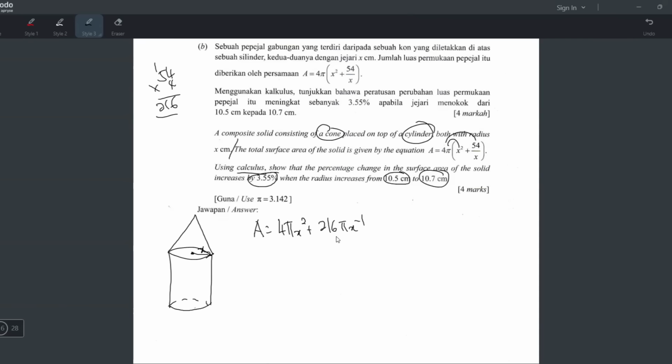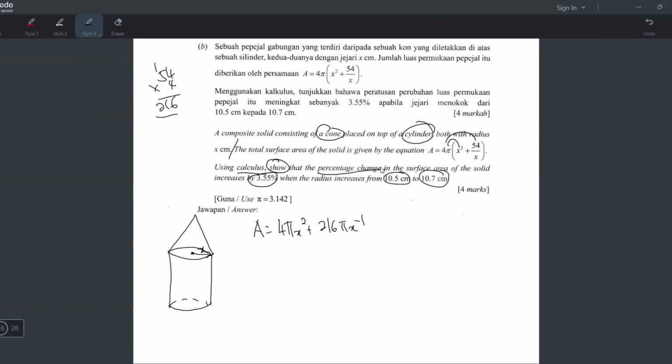Okay, because they already say show that the percentage change equals 3.55%. Oh, it's a show question. That means this is the answer. The 3.55% is the answer, and you have to show them the working of how you get the 3.55%.